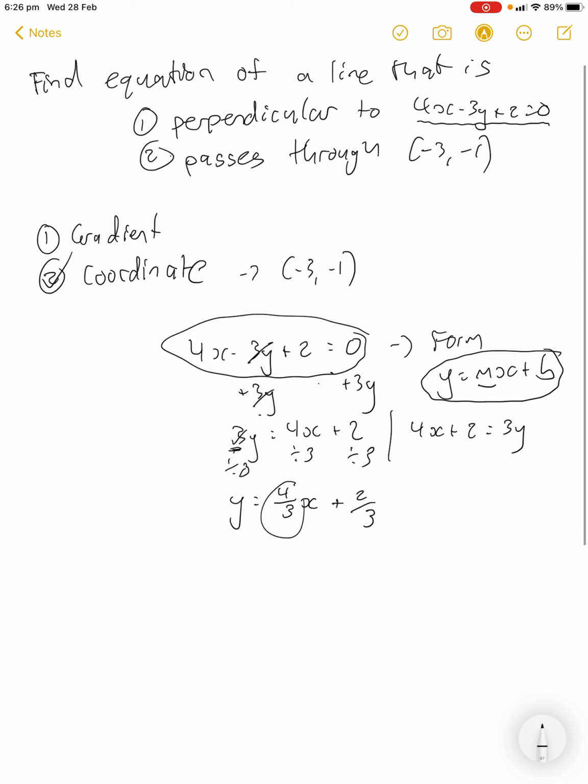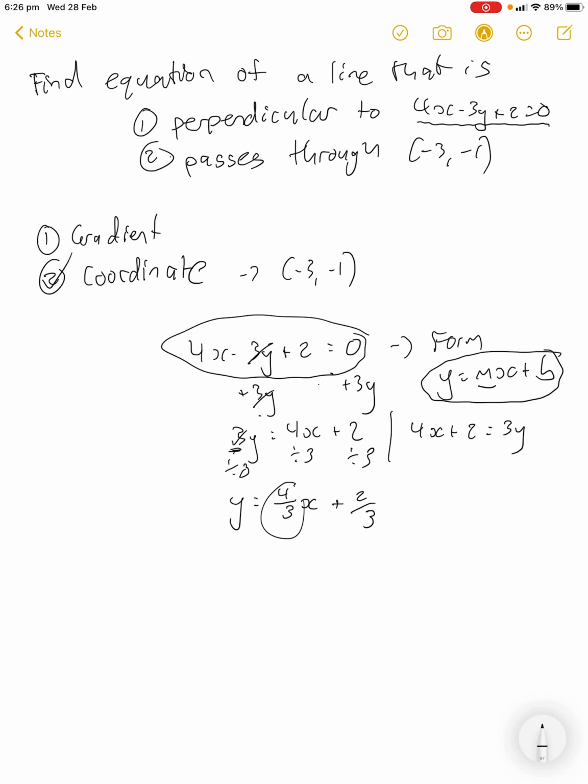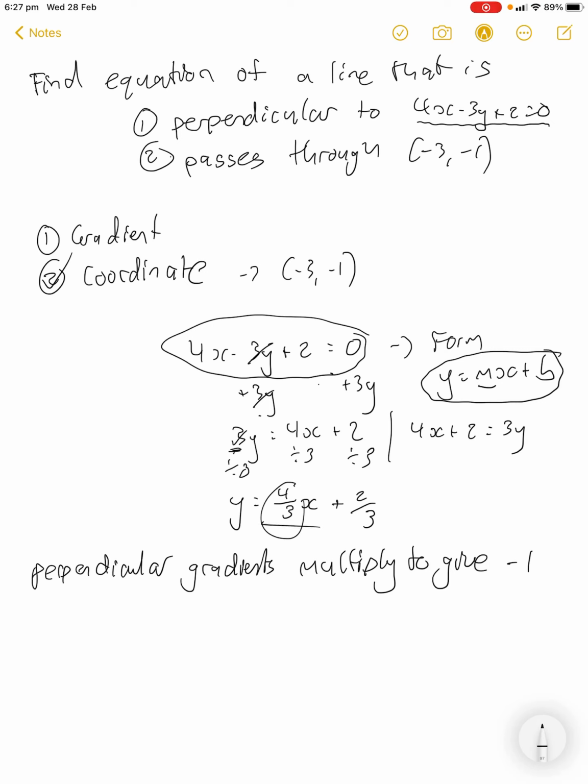But we want the equation of a line that is perpendicular to that. And what we remember in class is that perpendicular gradients, what great handwriting by me, multiply to give negative 1. So we have this gradient from the first line, times the gradient I want to find. That is going to be equal to negative 1.